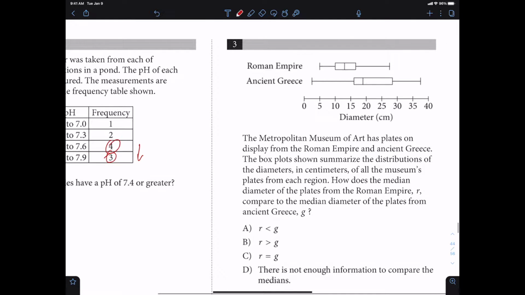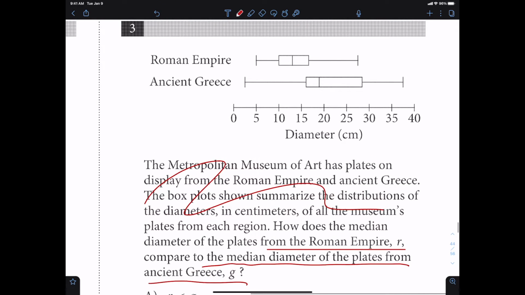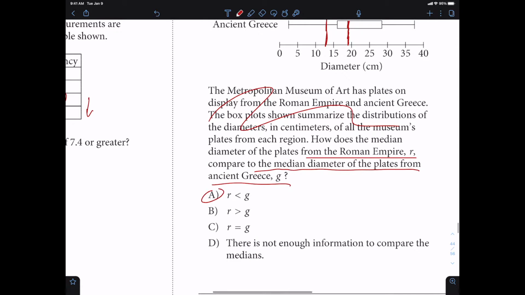Number 3, I'm going to skip all this. How does the median diameter of the plates from the Roman Empire R compare to the median diameter of the plates from ancient Greece G? Okay, so we're looking at medians in a box plot here. And remember, in a box plot, the line in the middle of the box is going to be the median. So here the median is going to be between 10 and 15. Here the median's almost 20. So that means R is going to be less than G. Option A.